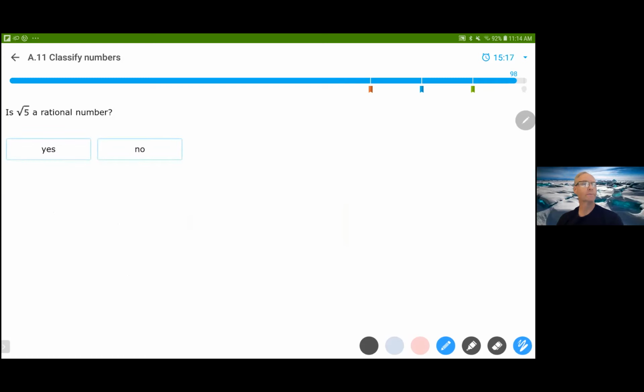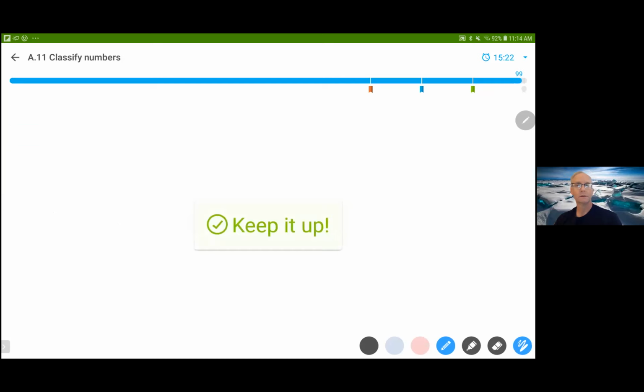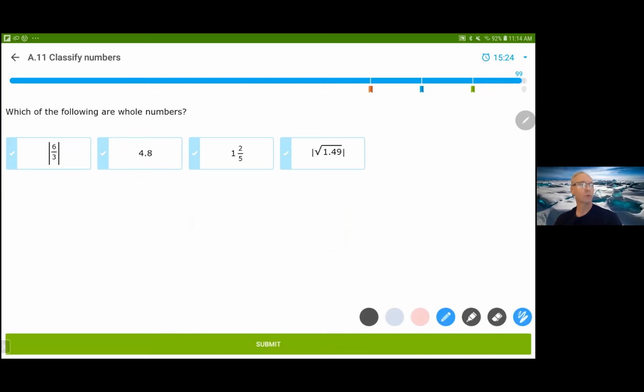I was looking for some more. Square root of 5 is irrational. No. And it looks like I have one more.